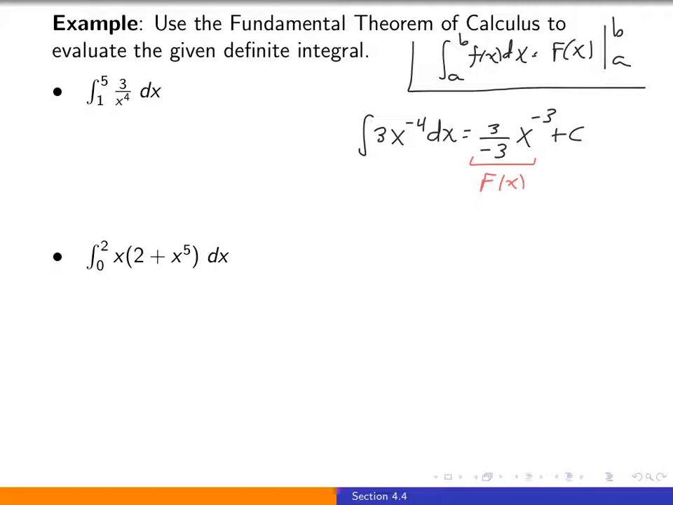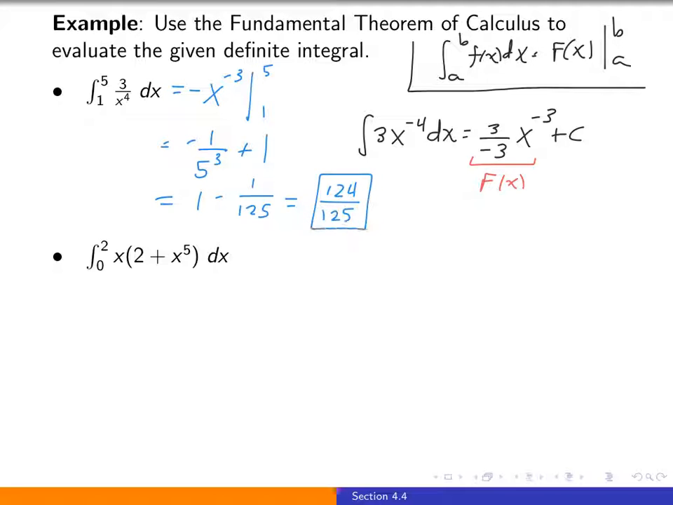So by the fundamental theorem of calculus, we take that antiderivative, which is minus x to the minus 3, and we evaluate this from 1 to 5. So we plug in a 5, so that would be minus 1 over 5 cubed. We put a minus sign, and we plug in 1. Minus a minus is a positive, so we end up with 1. So this is 1 minus 1 over 125. 1 is 125 over 125, so this becomes 124 divided by 125.